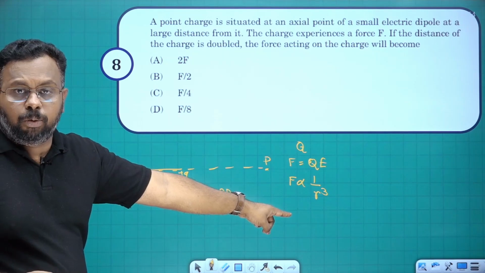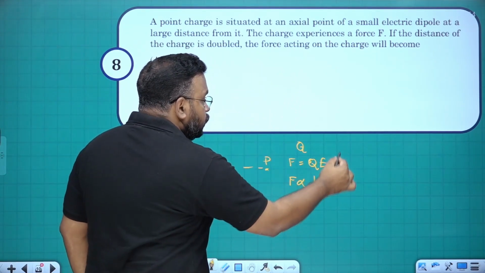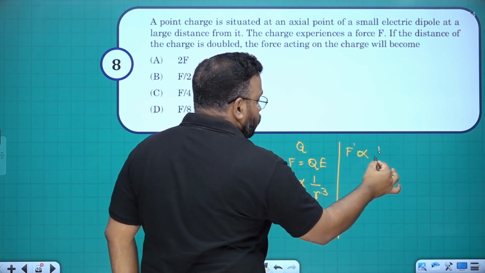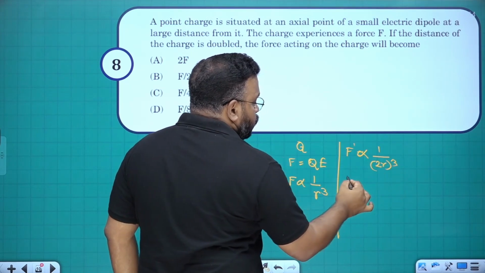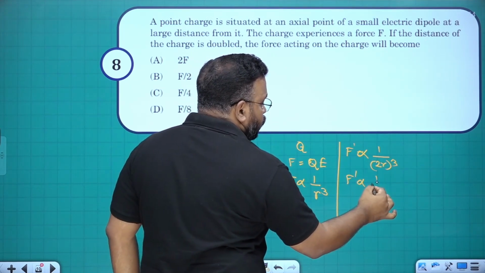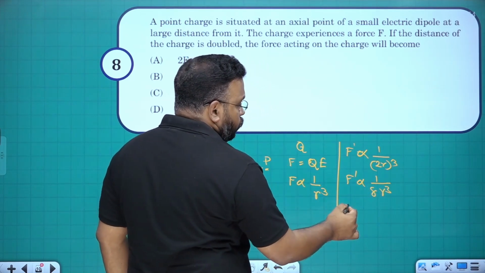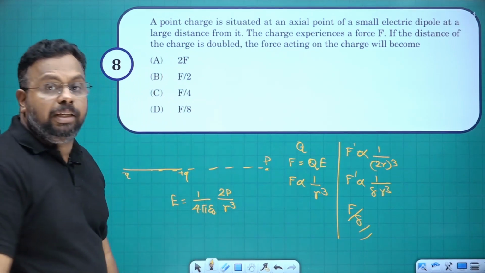Due to a dipole, this is the formula, you know that. It is inversely proportional to r cube. Now the distance is doubled. So new force, F dash, is proportional to 1 by the distance, double means 2r, the whole cube. Right? So we get F dash is proportional to 1 by 2 cube is 8, 8r cube. So 1 by r cube is proportional to F only. So we get the new force as what? F by 8. It will become 1 by 8 times.